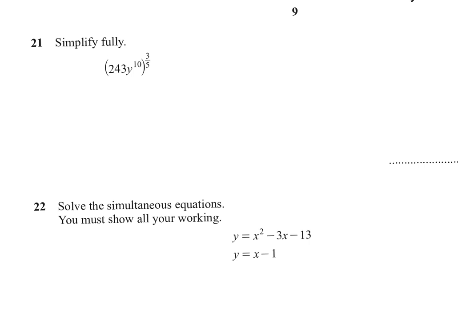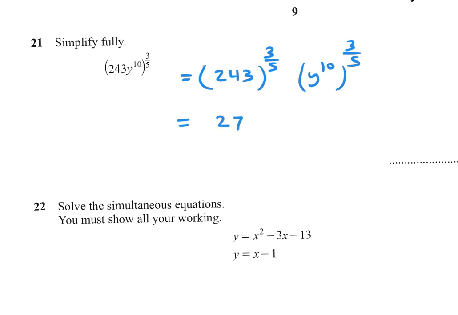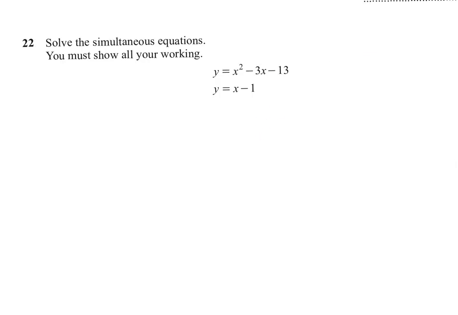21. Simplify the following: (243 y^10) all to the power 3 over 5. Distribute the power. So 243 to the power 3 over 5 and (y^10) to the power 3 over 5. Use your calculator to find the answer for that one. The answer is 27. Now for two powers, multiply them. 10 times 3 over 5, so power 6, y^6.